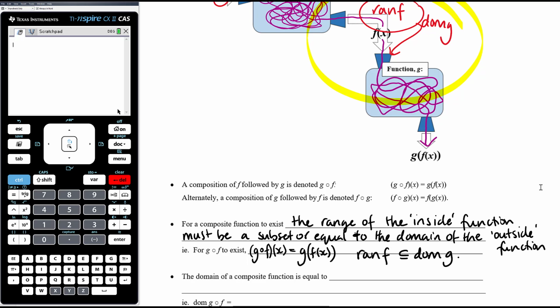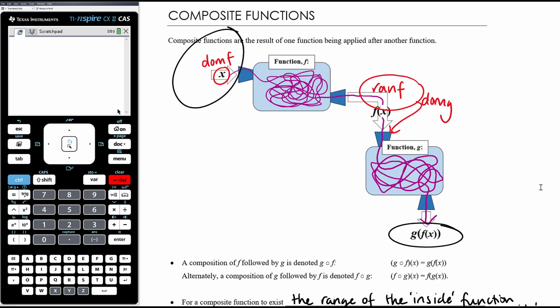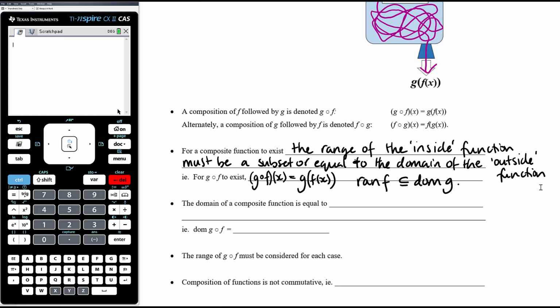The domain of a composite function, so let's go back to our machine up here. The domain of GOF, g of f of x, here's the x values we started with up here. The domain of the inside function, that's the original x values that get subbed in right at the beginning, that is the domain of the composite function. So the domain of a composite function is equal to the domain of the inside function.